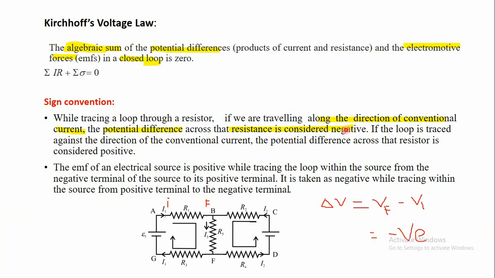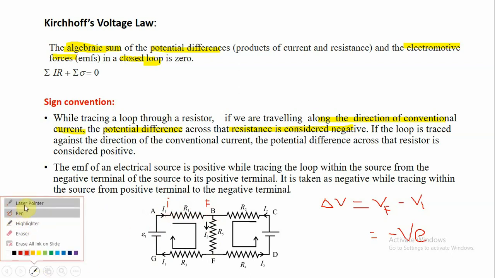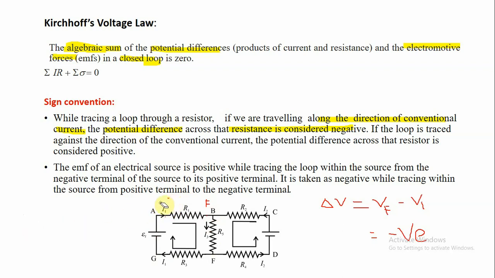So you will have to remember this very carefully. Now if the loop is traced against the direction of conventional current, now I am not moving in A, B, F, G, A direction. I am moving in A, G, F, B, A direction. I am moving in anti-clockwise direction. So when I am moving in anti-clockwise direction and I cross this resistor R1, I will be moving in the direction opposite to direction of current, isn't it? I will be moving in direction opposite to direction of current, and then in that case, this will not be my initial point.